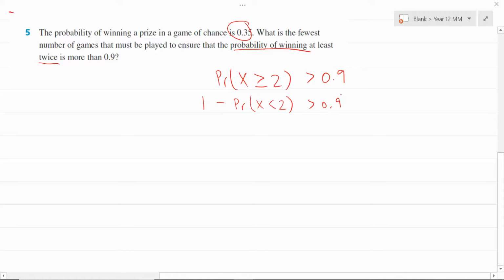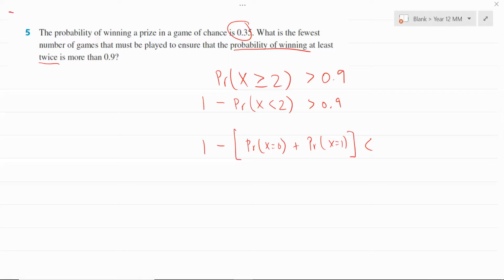So that one we can do ish by hand, because we can do 1 minus the probability of X equals 0 plus the probability of X equals 1. That's the only times you're going to get it less than 2, right? Greater than 0.9. That's normally how we do it by hand, and then we say 1 minus, what's this?